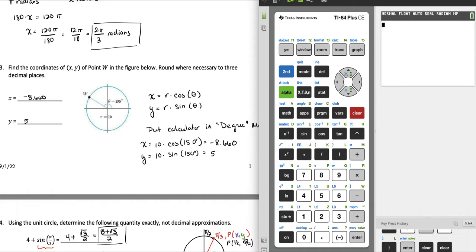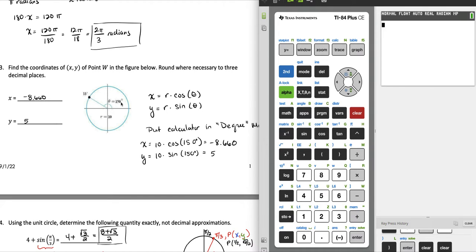Hey guys, I'm gonna show you how to use your calculator to calculate cosine of an angle and sine of an angle. So if you take a look at a question like question 3, where you're asked to find the coordinates of a point on a circle that has a radius of 10, right? So we're not on the unit circle here. The circle has a radius of 10. And the point whose coordinates we're looking for is the point located in the second quadrant, and we get there by making an angle turn of 150 degrees.